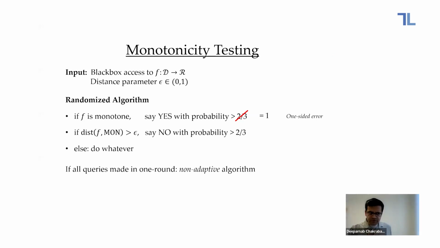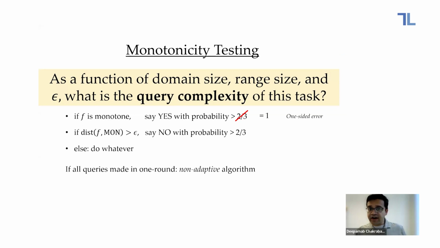So today, and in most of the talks in the whole six lectures, we'll be talking about non-adaptive one-sided testers. So that's going to be the focus. And of course, when we talk about open directions, we will be talking about adaptive things maybe. So the big question in monotonicity testing is, as a function of the domain size, range size, and this distance parameter epsilon, what is the query complexity of this task? And in particular, you can talk about non-adaptive one-sided testers. So that's the general question of monotonicity testing.